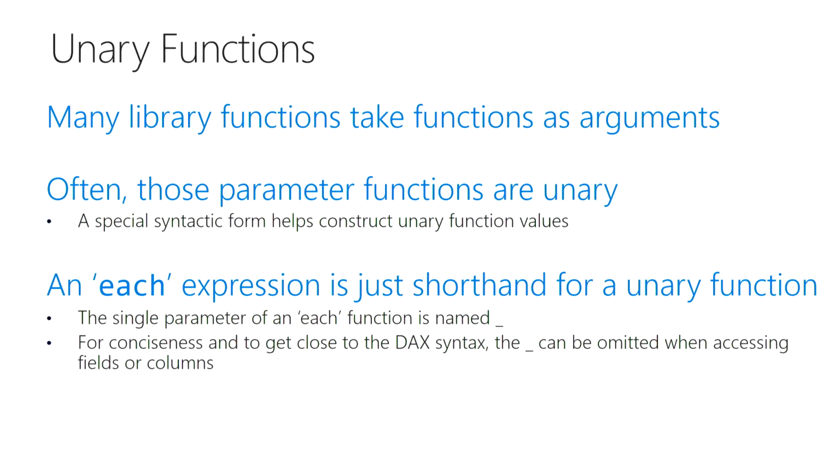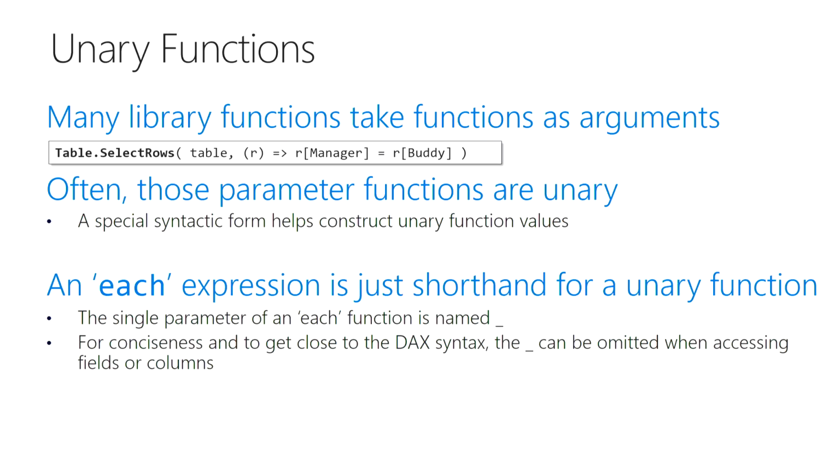Last M concept I want to talk about, this took me a while to wrap my head around too, because this is one of the only places where we have the special syntactic sugar for the each expression. You'll see this in Power Query often. So a lot of library functions in M take a single parameter. For example, the Table.SelectRows function, right? What it does is it will go through all the rows of your table and then select the rows that meet the criteria specified by this function. So this is saying, passing the table as my variable, r is going to be my row, and row goes into a function that checks where the Manager field is equal to the Buddy field. And then if that's true, it will select that row.